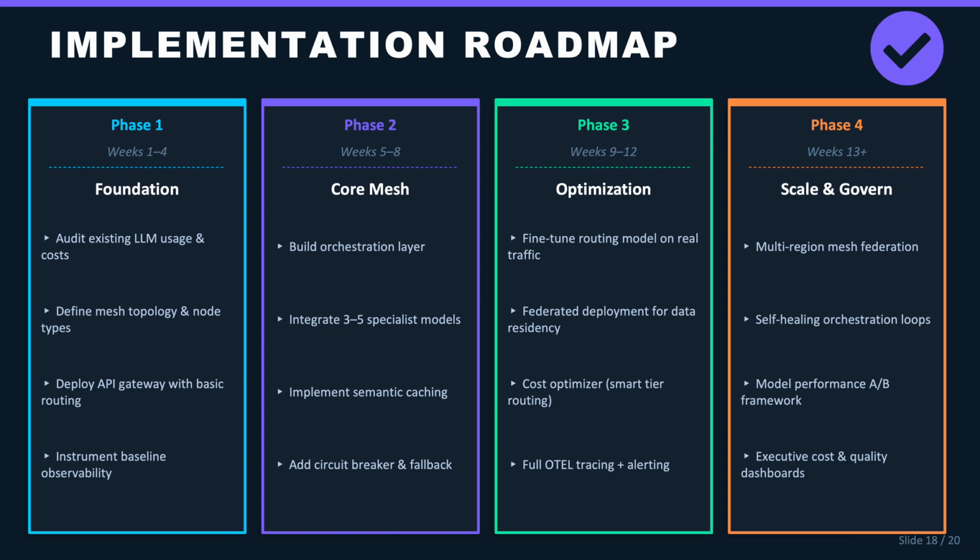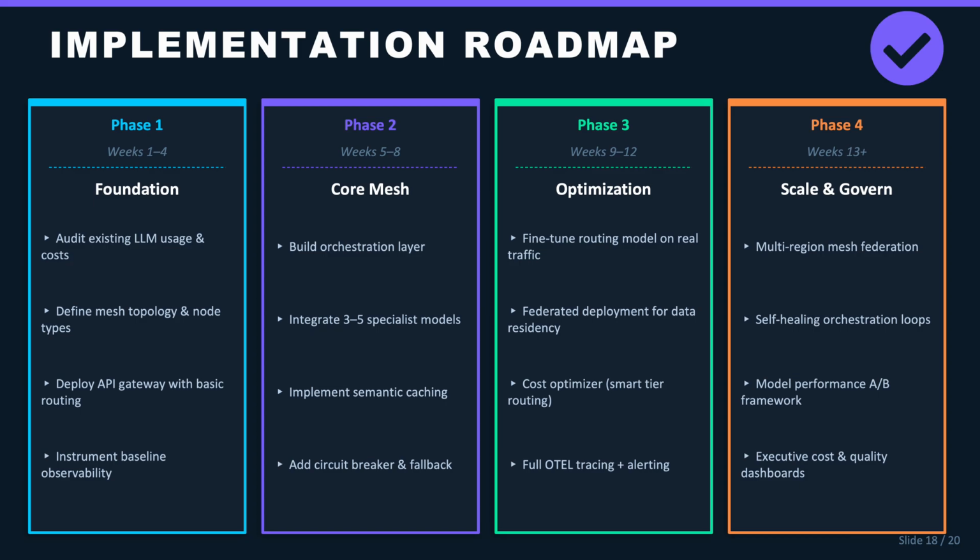Phase 2. Core Mesh. Runs weeks 5 through 8. You build the orchestration layer, integrate your first 3 to 5 specialist models, implement semantic caching, and add circuit breakers and fallback logic for resilience. Phase 3. Optimization. Runs weeks 9 through 12. You fine-tune your routing model on real production traffic. This is where routing accuracy jumps from 70% to 90+%.